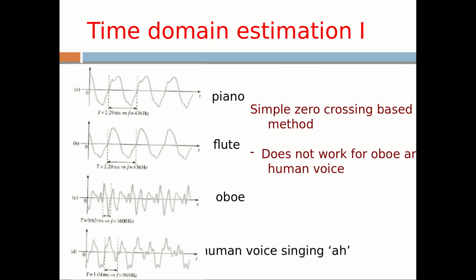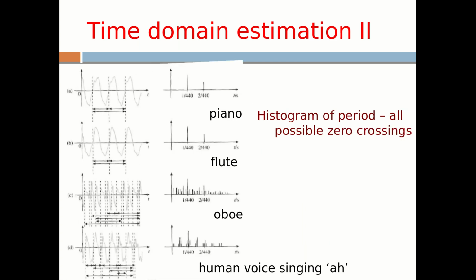A simple method which we could use would be the zero crossing based method. This method involves trying to find the periodic or repeating part of the signal and estimating its time period, from which we can get the frequency. As we can see, this method works well for the first two but gives a bad result for the second two. One other way to do this could be to find all the possible zero crossings and plot a histogram of the periods obtained. We see that this has given us good results.